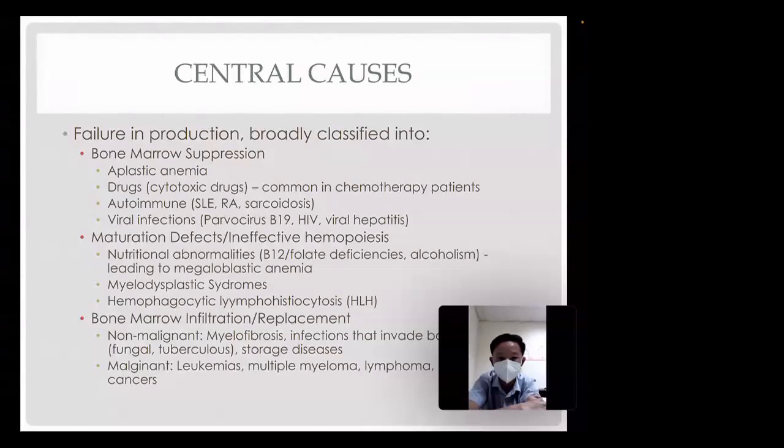The last category will be bone marrow infiltration or replacement, where the bone marrow itself is replaced by your malignant cells, your fungal infections. So when the bone marrow is infiltrated, this replaces the progenitor cells in the bone marrow, so there cannot be enough production in all the cell lines. This can be divided into non-malignant and also malignant ones, such as your leukemias, multiple myelomas, lymphomas, which invade the bone marrow.